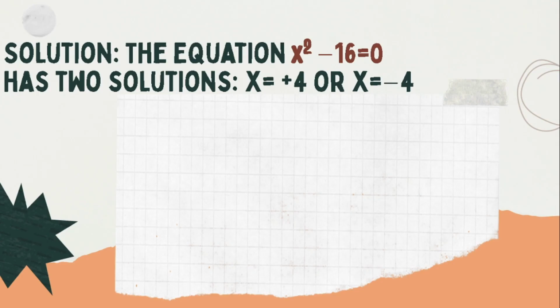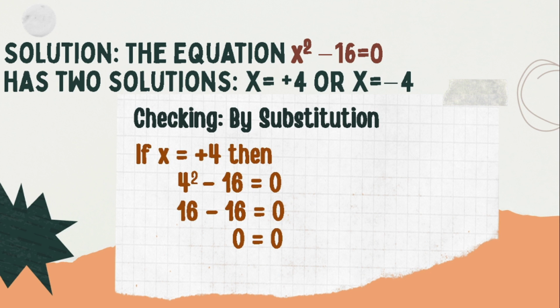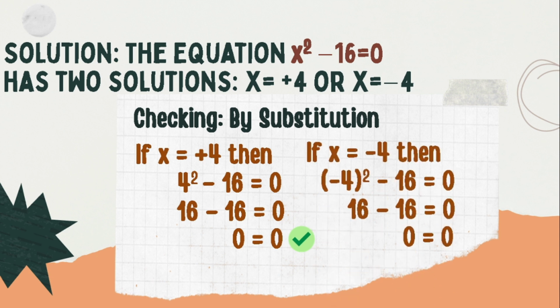And to confirm if this is correct, we will be checking it by substitution. Substitute x with the values found in the quadratic equation x squared minus 16 is equal to 0. If x is equal to positive 4, then 4 squared minus 16 is equal to 0. 16 minus 16 is equal to 0. Therefore, 0 is equal to 0. Another one, if x is equal to negative 4, then negative 4 squared minus 16 is equal to 0. 16 minus 16 is equal to 0. Therefore, 0 is equal to 0.